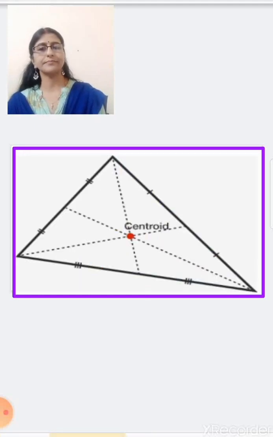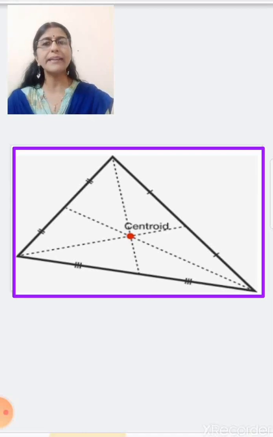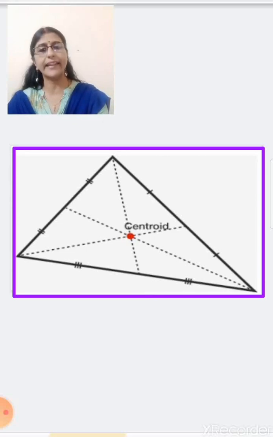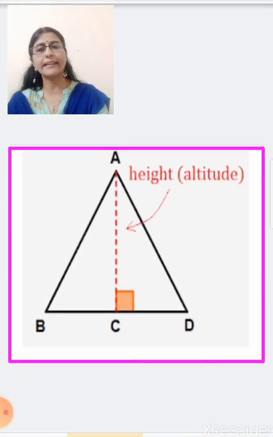Now let us see this. What will happen when all the 3 medians meet at a point? When these medians meet at a point which is in the interior of the triangle, that point of intersection is called the centroid. It is called the centroid of a triangle. So you have to remember this much. This is called the centroid. Now we will learn about the centroid in higher classes, in detail. Now we'll go to the next topic, that is altitude.